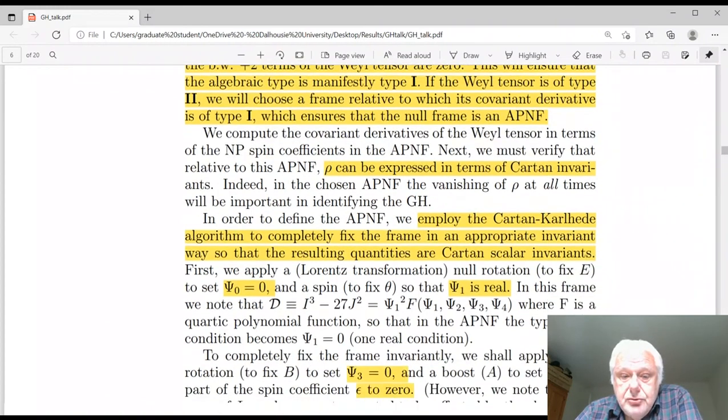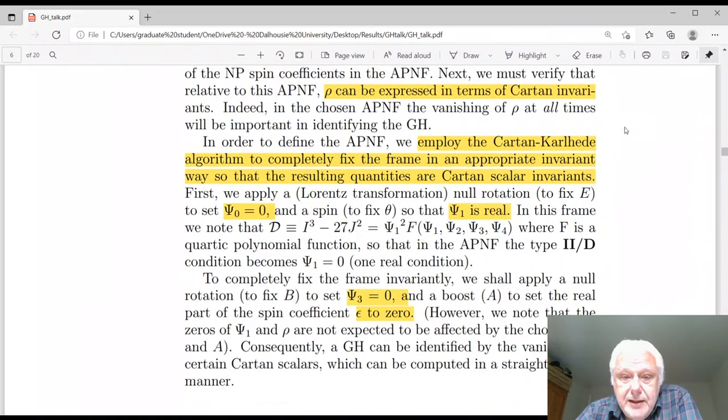We want to choose the frame completely in an invariant way. So we employ the Cartan-Karlhede algorithm, so that once the fix is complete, the frame is completely fixed, and all of the various quantities left are Cartan invariants. And so therefore we can study these Cartan invariants rather than scalar curvature invariants, which is computationally much more simple.